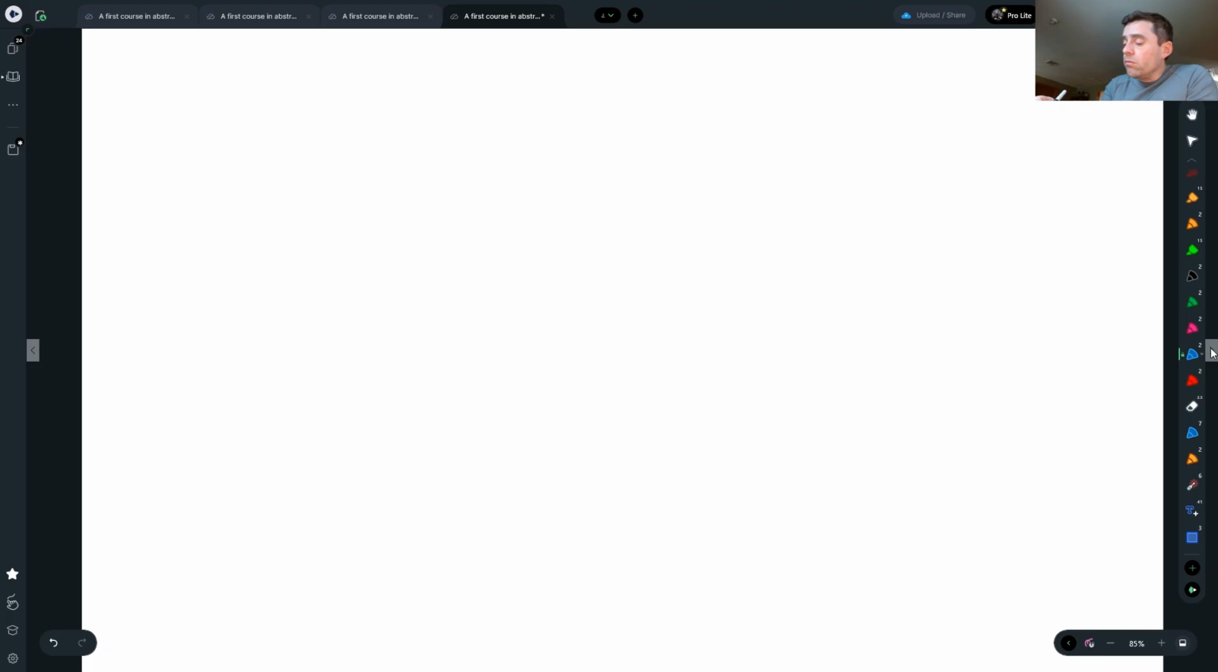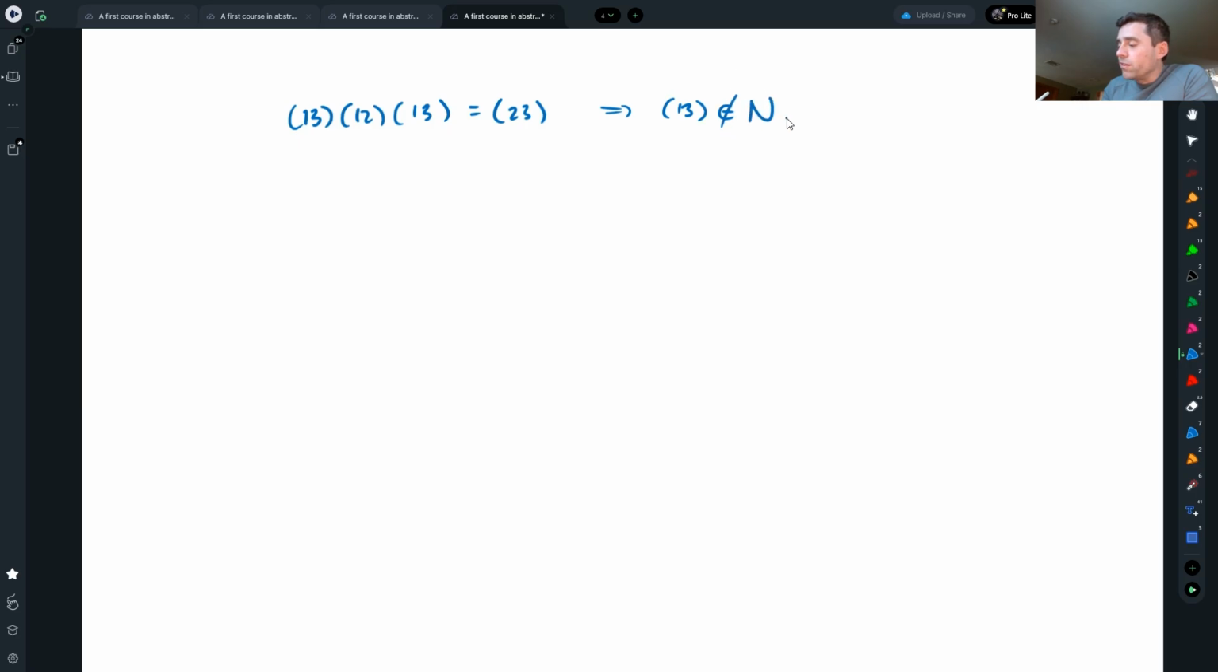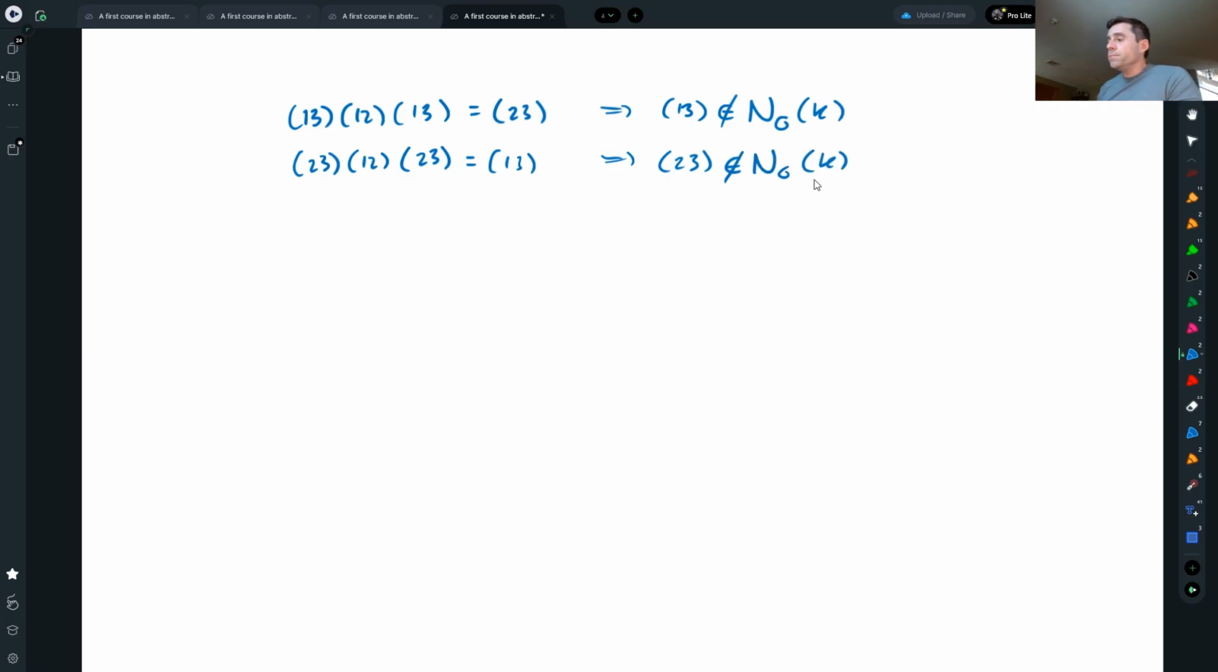and you can check that there is nothing that commutes with (1 2) except the identity. For example, (1 3)(1 2)(1 3) is (2 3). So that tells you, for example, that (1 3) is not in the normalizer of K. Similarly, (2 3)(1 2)(2 3) is (1 3), and that tells you that (2 3) is not in the normalizer, and (1 2 3) times (1 2) times the inverse, which is (1 3 2), gives me (2 3), which gives me that (1 2 3) is not in the normalizer. So there is nothing in the normalizer except the identity and (1 2).